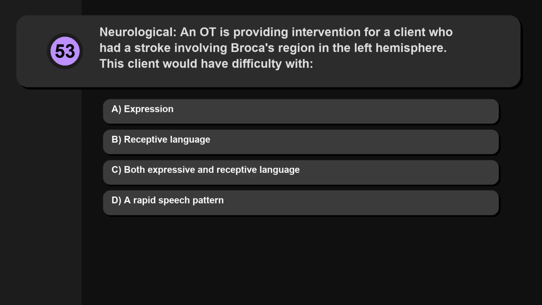Question 53. Neurological. An OT is providing intervention for a client who had a stroke involving Broca's region in the left hemisphere. This client would have difficulty with: Option A, expression. Option B, receptive language. Option C, both expressive and receptive language. Option D, a rapid speech pattern. The correct answer is option A.